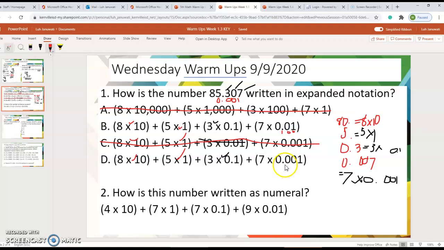Or is it in 7 thousandths? You need to look here. This is your answer. It has 2 zeros. Okay, so your answer is D.